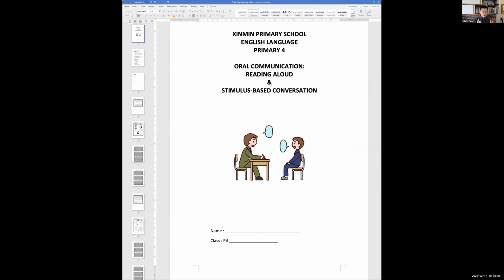Please make sure that you have your oral booklets in front of you, the one which I'm showing you right now on the screen, right? You should be able to see P4 oracy, oral communication, reading aloud, and stimulus-based conversation, right? So you have this booklet with you. Please have your writing materials with you as well. Without further ado, I will launch into my lesson, okay?